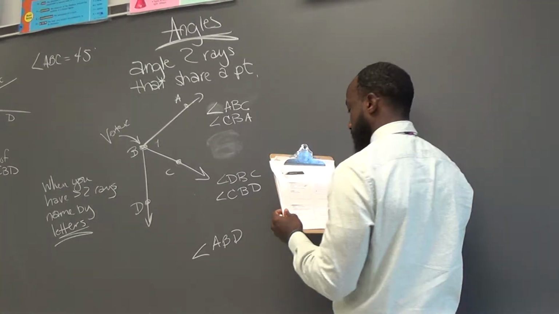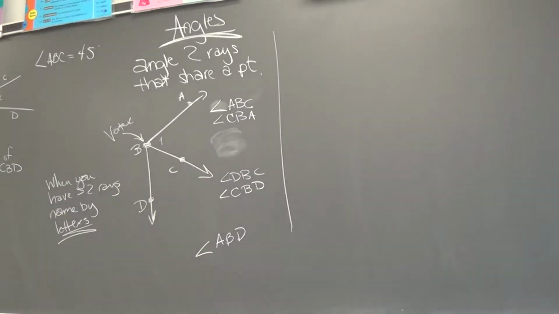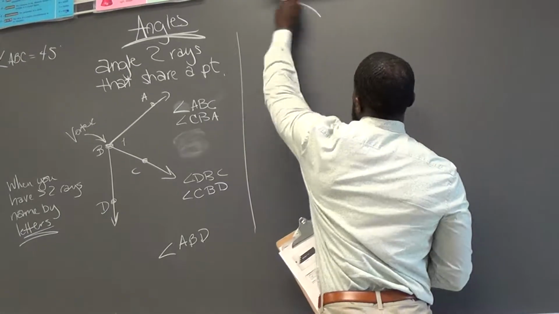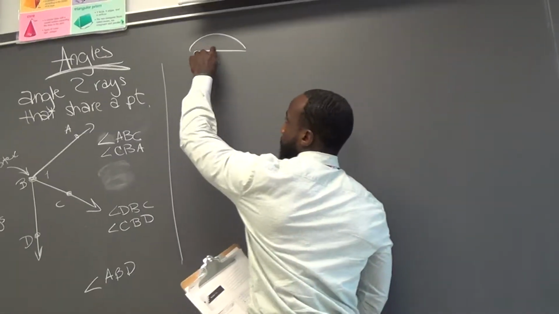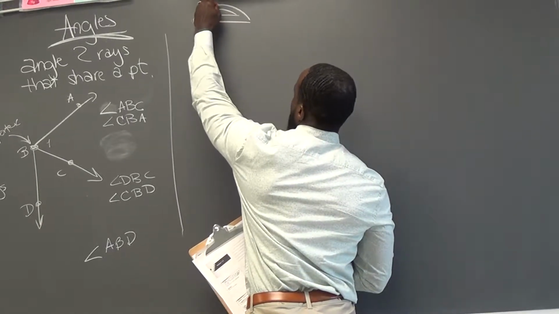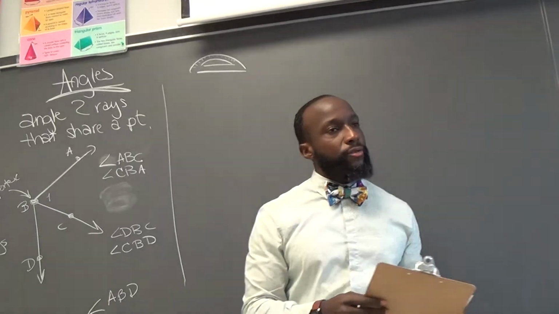So, let's look at this. You use a protractor. That's that circular thing. It's this thing that looks like this. You guys remember that? It looks something like that, and it's got angles and degree measures. That's how you measure angles.